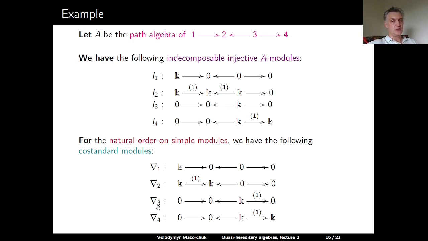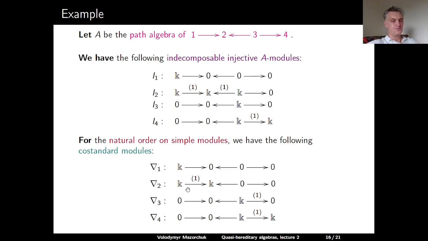I3 is simple, so nabla 3 will be just I3. Now I2 and nabla 2. In I2, we should forget everything, so we should take the maximal submodule which doesn't contain anything from higher vertices. So we have a morphism from I2 to I3, which sends the scalar at the vertex 3 to I3, and the kernel is exactly this part at the vertices 1 and 2.